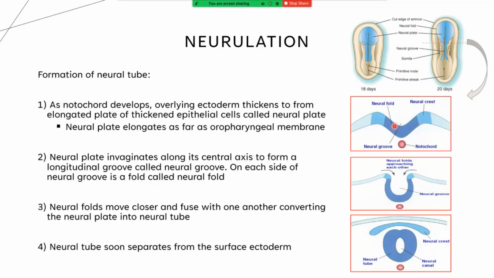The neural folds move closer and closer each day and fuse with one another, converting the neural plate into the neural tube. The neural tube soon separates from the surface ectoderm. So it forms the neural tube with its central canal, which is called the neural canal, and the neural crest. You can see the neural crest is from the neural plate.